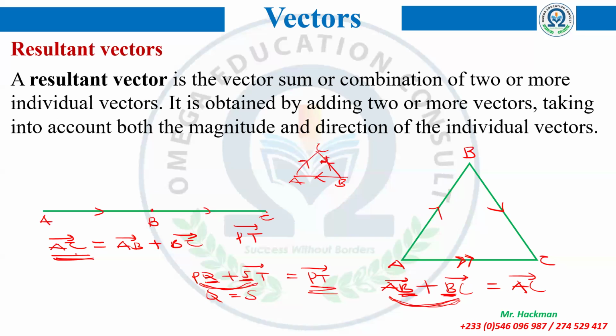Okay, so on that note, if let's say I have vector CD plus, what? Okay, DE will give me vector CE.